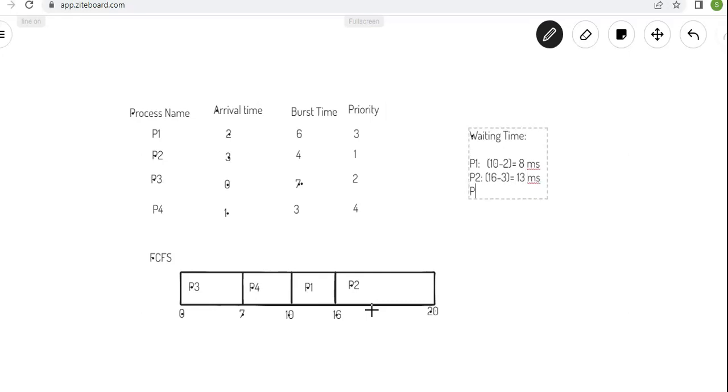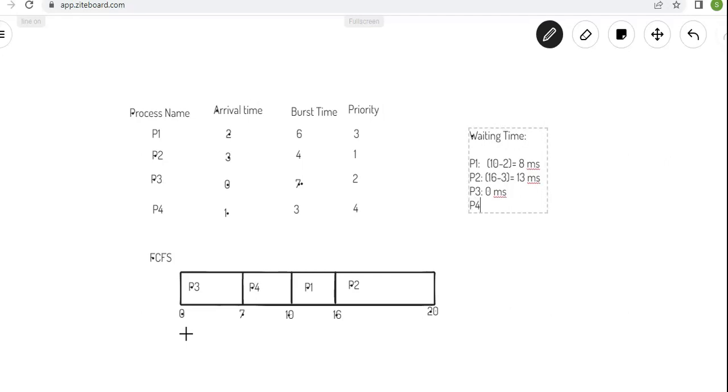Next, for process P3, the same case. What is the arrival time for process P3? It is 0, and it got the CPU at 0 milliseconds itself. So automatically 0 minus 0 is 0 milliseconds. The actual meaning is that process P3 has not waited for the CPU. Once it arrived in the queue, it was scheduled because the CPU was free, so we could allot it directly.